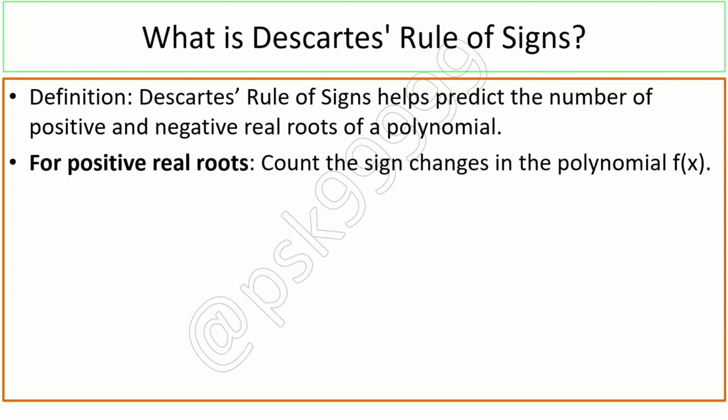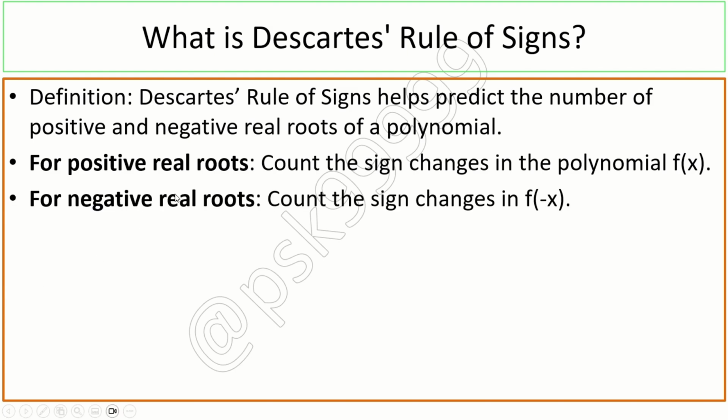Is there any change in sign? Is it changing from positive to negative or negative to positive? Then make the count 1. Similarly, for all the terms, count how many times the sign has changed. That count is very important. That count gives you the number of possible maximum positive real roots.